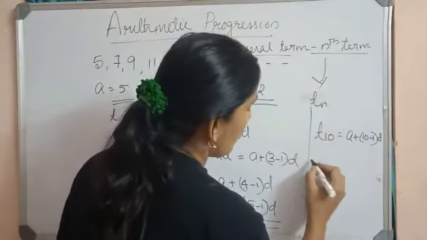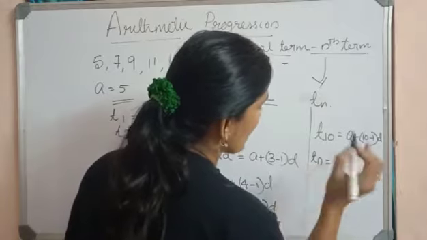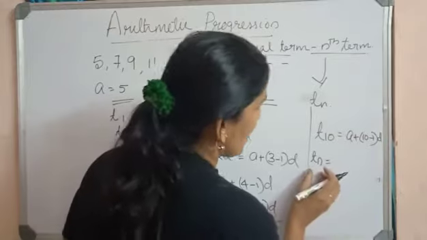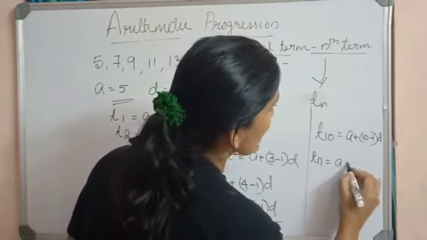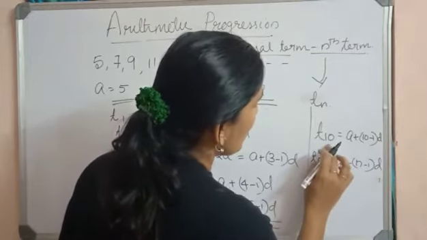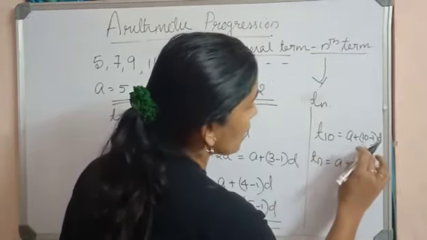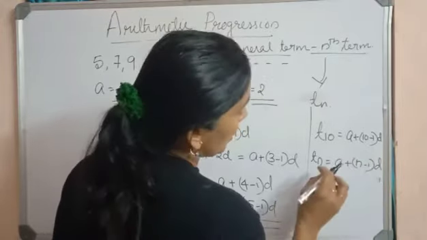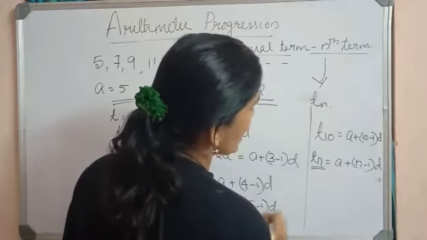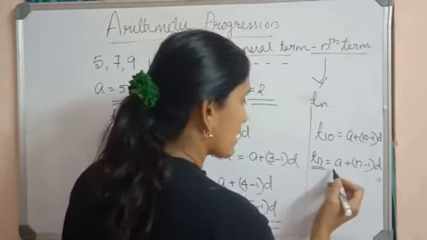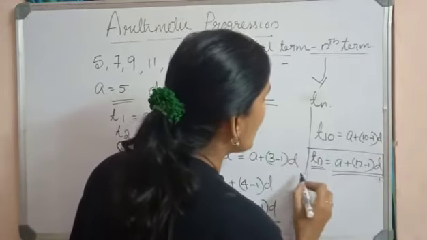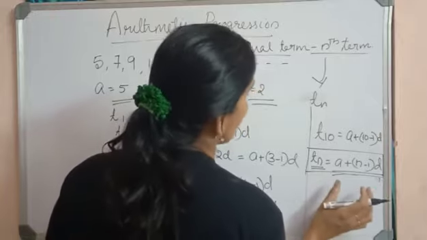So in the same way, if it was T10, this was A plus 10 minus 1 into D. So if it is Tn, it will be A plus n minus 1 into D. In the place of 10, here we have n. So the general term of the AP, which can be represented by Tn, that's the nth term, is the same as A plus n minus 1 into D. This is the formula to find the nth term of the AP, or the general term of the AP.